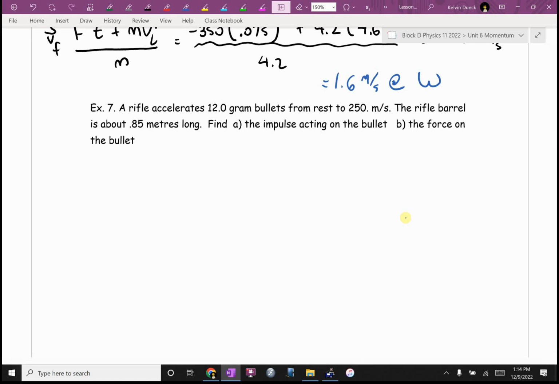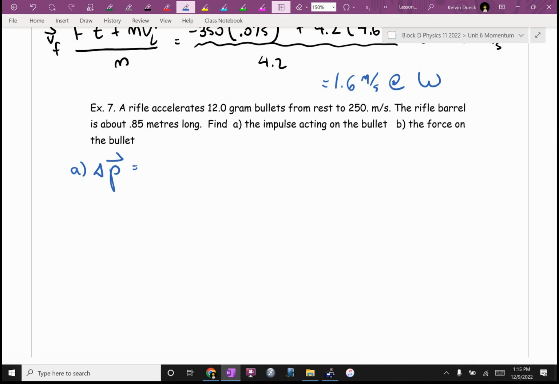Noor, what's example 7a asking me to find? What's another word for impulse? Let's write down delta P equals. Which version of the delta P equation am I going to use, and why? Two velocities, a final and an initial. They didn't give me a time or a force.